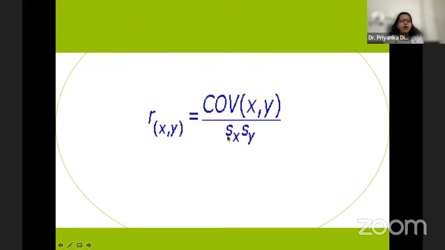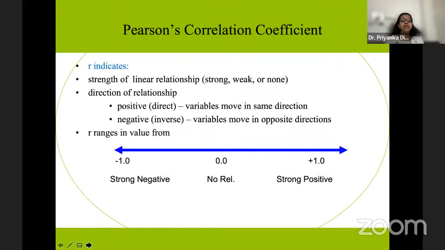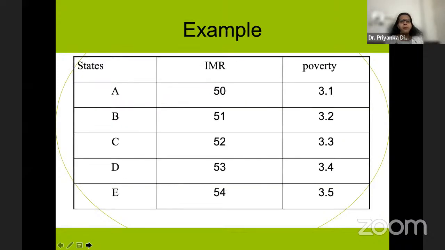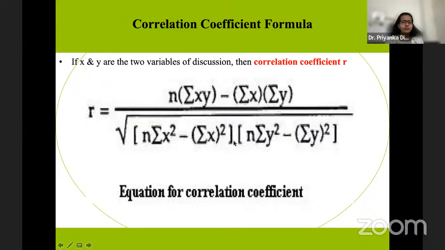So the formula of correlation is this one. Correlation is represented with a small r. Small r is nothing but the covariance between x and y divided by the standard deviation of x into the standard deviation of y. What is the covariance of xy? If you expand the formula, finally you will get this form.